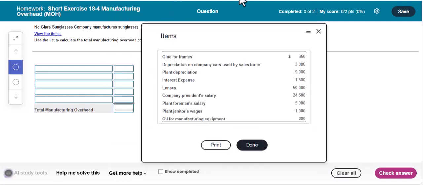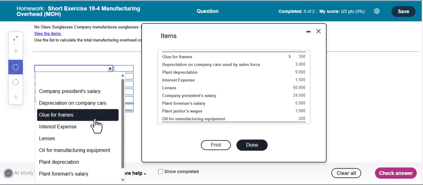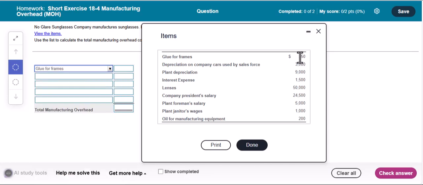Again, we're trying to classify which one of these are manufacturing overhead. So let's talk about the glue for the frames. Remember, we are a manufacturer of sunglasses. That is an indirect material, which is a manufacturing overhead. So we're going to include glue for frames as a manufacturing overhead. Let's input that: glue for frames, and that is $350.